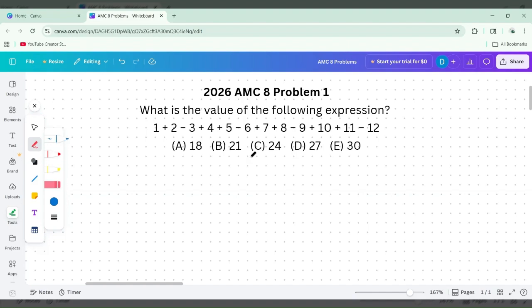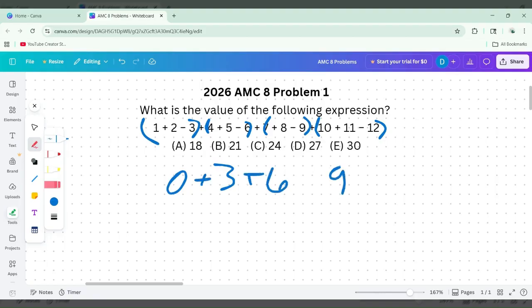AMC 8, 2026, starting with problem 1. So in this problem, we can group 3 numbers at a time, and we can add those 3 numbers up. And we get 0, 3, 6, and 9. A pattern forms. Now we add these 4 numbers up, and we get 3 plus 6 plus 9. That's 18. The answer is A.